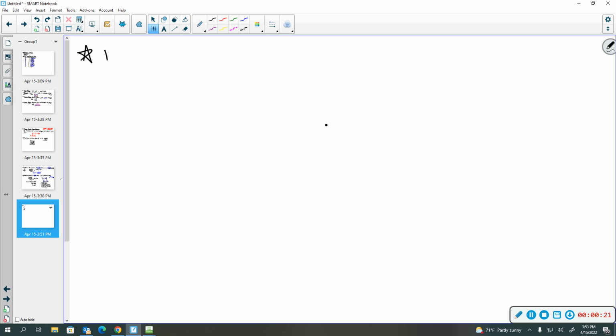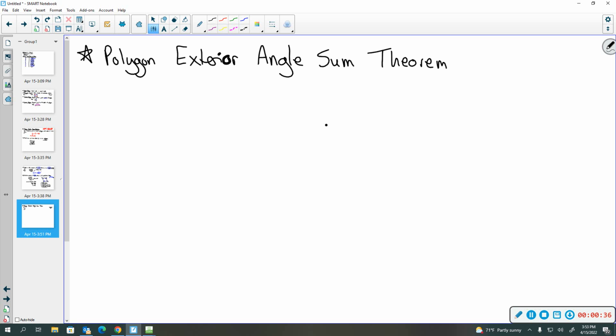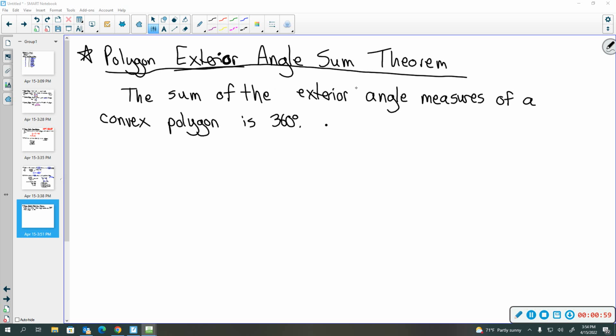The first thing we'll talk about is something called the polygon exterior angle sum theorem. Any of these questions that ask about an exterior angle, you're going to use this fact. The fact is that if you add them all up, they always equal 360, no matter how big the polygon is. The polygon could be a triangle. It could be a hendecagon. It doesn't matter. All the outside angles just add to 360. The sum of the exterior angle measures of a convex polygon is 360.